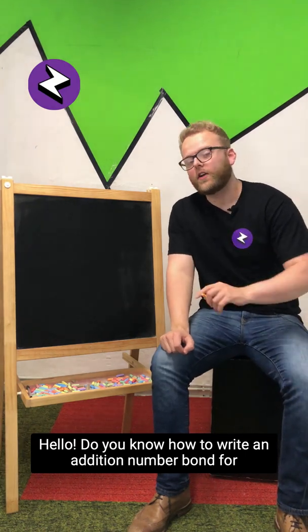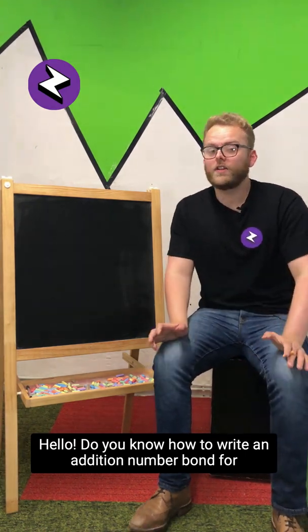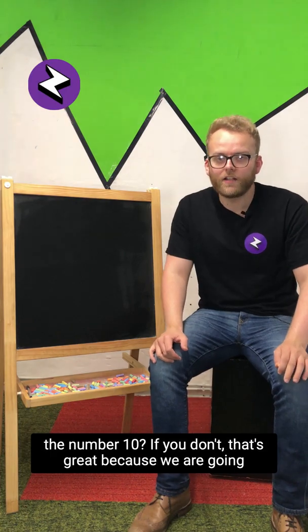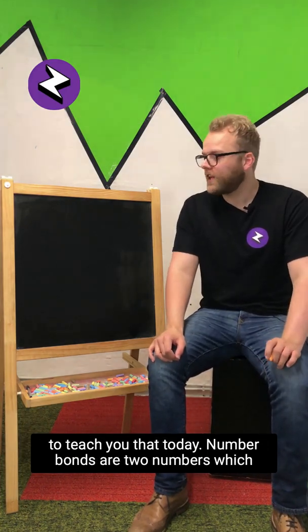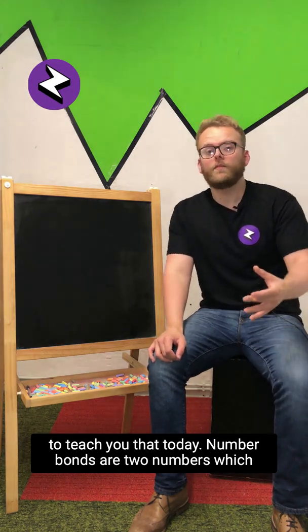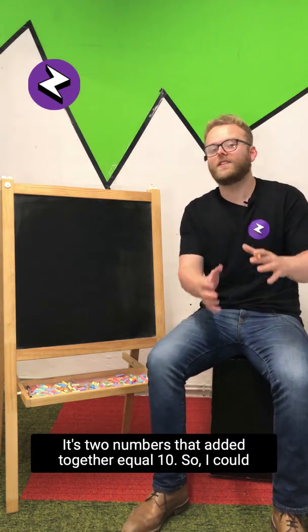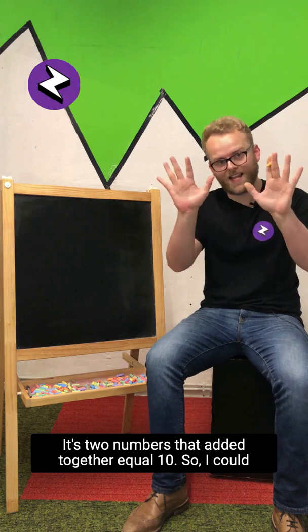Hello, do you know how to write an addition number bond for the number 10? If you don't, that's great because we're going to teach you that today. So number bonds are two numbers, and because we're doing addition, it's two numbers that added together equal 10.